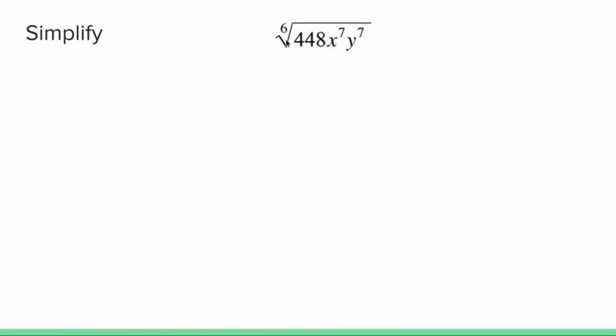Simplify the sixth root of 448 x to the 7th, y to the 7th. All right, so let's go over to 448 and let's make a factor tree out of that and see what we can come up with. We can divide by 2 and that leaves us with 224, circle the 2. Factor of 2 again, 112, and 2, 56, 2, 28, 2, 14, 2, 7.